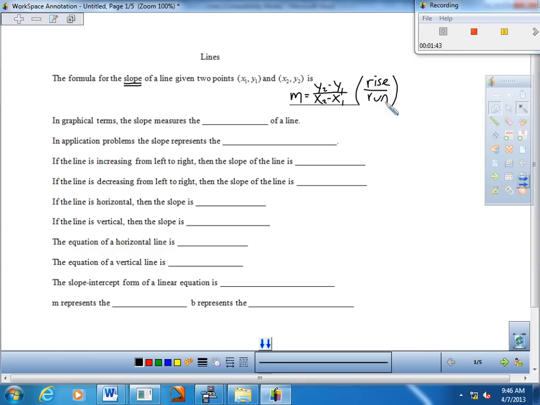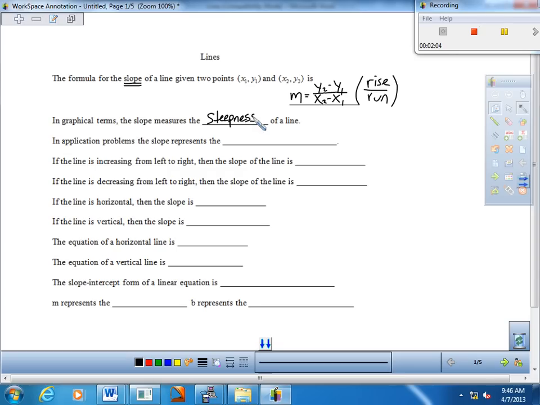I'm sure you did a lot of work with that in Algebra 1. There's no need to really rehash this. We'll talk about slope a little more in a couple different contexts this year. But for right now, in terms of a linear function, just rise over run. In graphical terms, the slope measures the steepness of the line. So it is a numerical calculation defining how steep a line is.